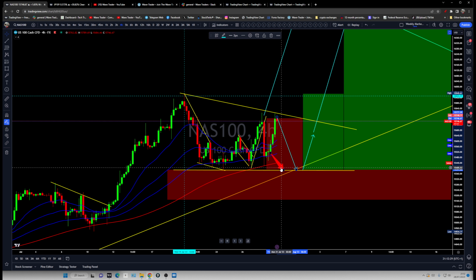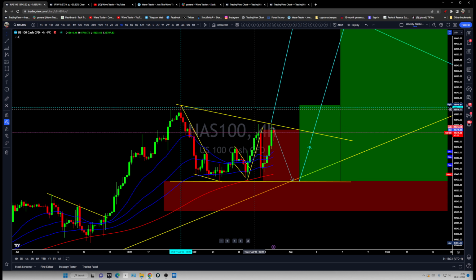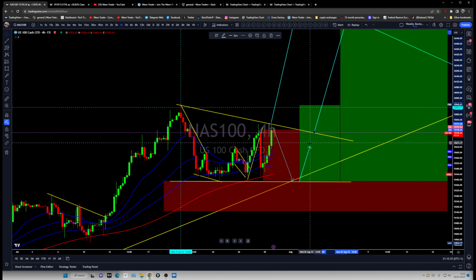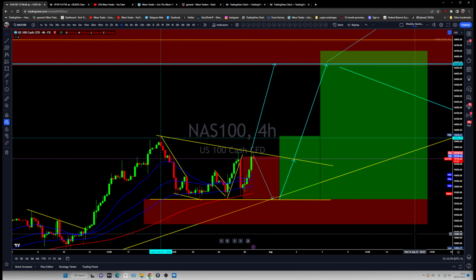The trade is the same. You are expecting that 4-hour time frame correction to break up and the Nasdaq index to test the all-time high.